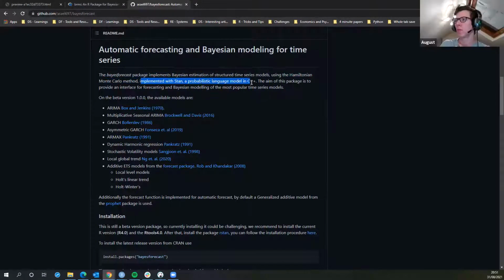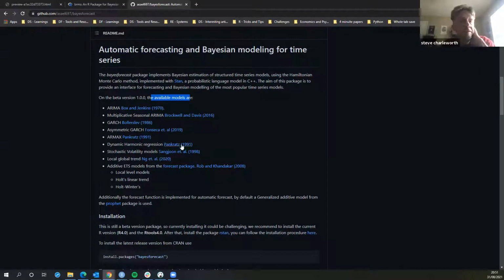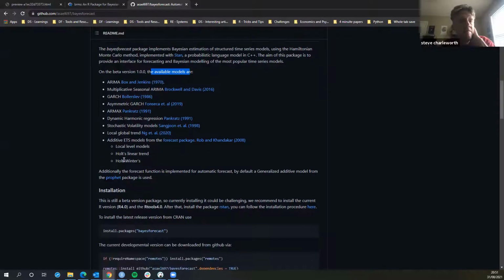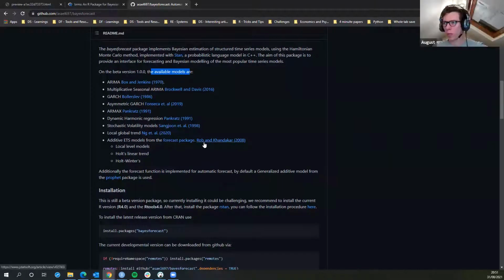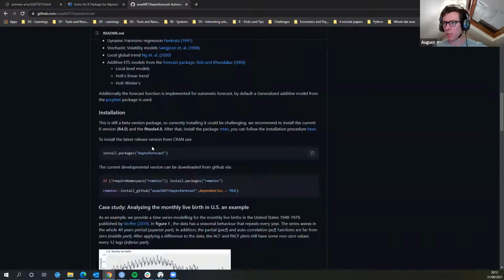Monte Carlo with standard probabilistic language. The aim of this package is to provide invariants for forecasting. So available models are, it does basically the same as these, but it's got all your major modeling, the ARIMA, seasonal, all that stuff. Yeah, these are all really cool things.